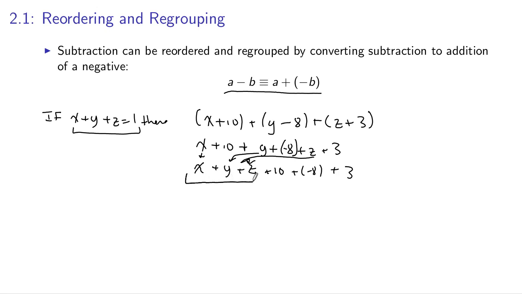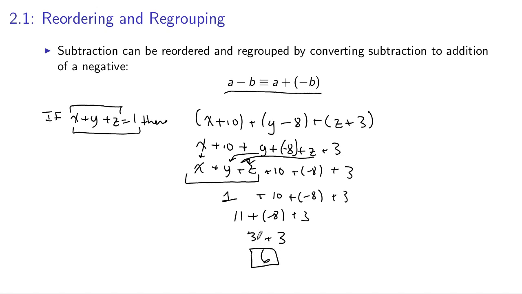And now we have x plus y plus z. X plus y plus z equaled 1. So we can write 1 in its place. And now if we add these up, 1 plus 10 is 11. 11 plus negative 8 is, sorry, 3. And 3 plus 3 is 6. And now we have found the value of the expression.